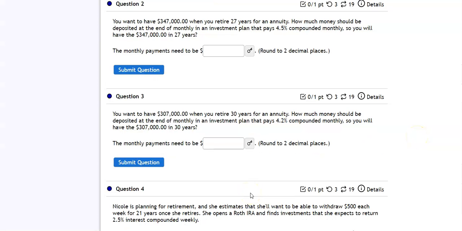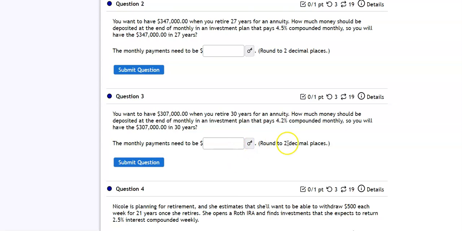Okay, so let's look at a question like number 3. You want to have $307,000 when you retire, 30 years, for an annuity. How much money should be deposited at the end of each month in an investment plan that pays 4.2% compounded monthly? So you will have the $307,000 in 30 years.